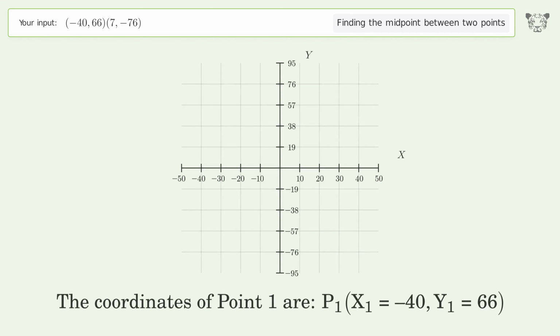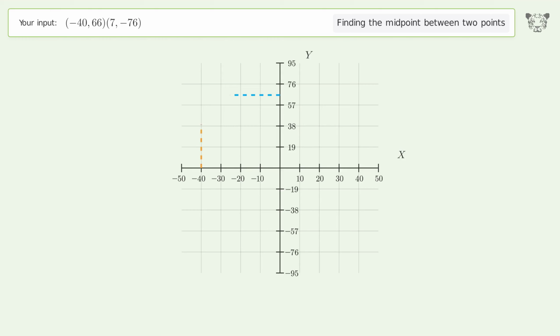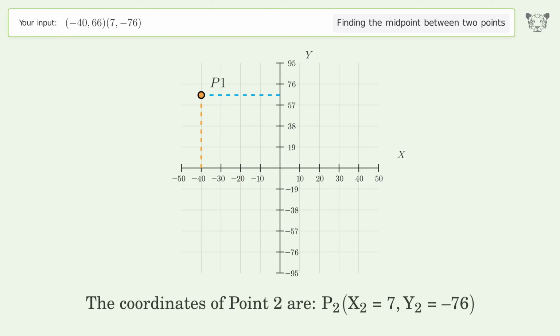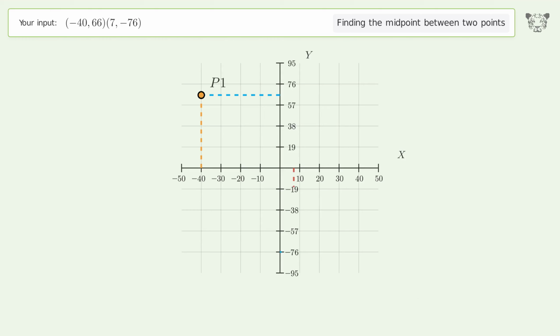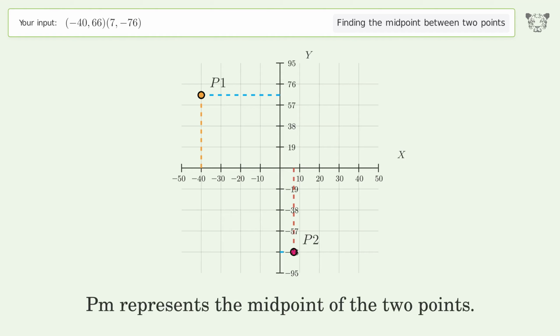The coordinates of point 1 are, x1 equals negative 40, y1 equals 66. The coordinates of point 2 are, x2 equals 7, y2 equals negative 76. PM represents the midpoint of the 2 points.